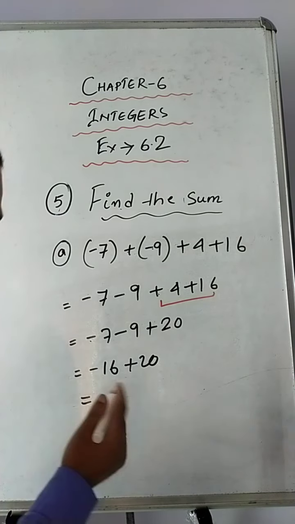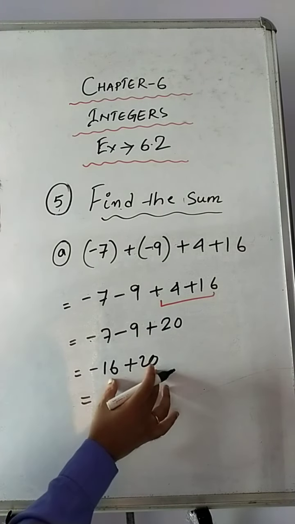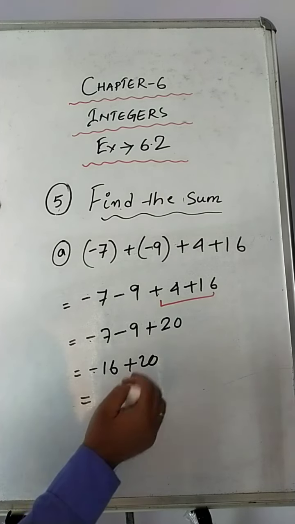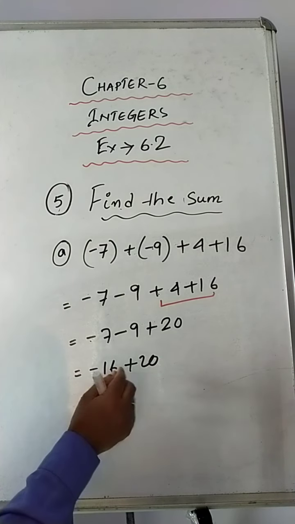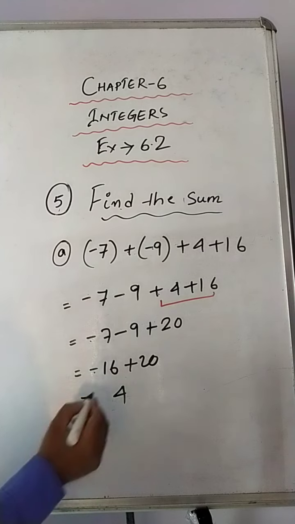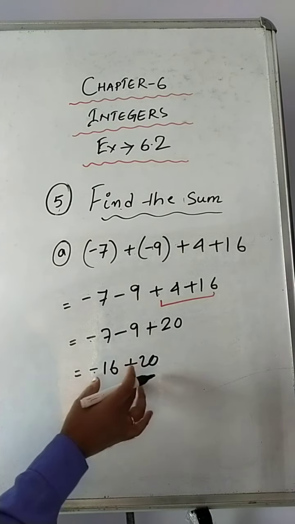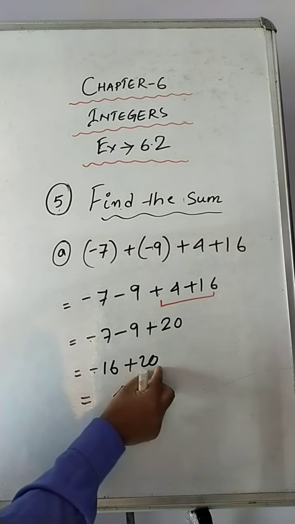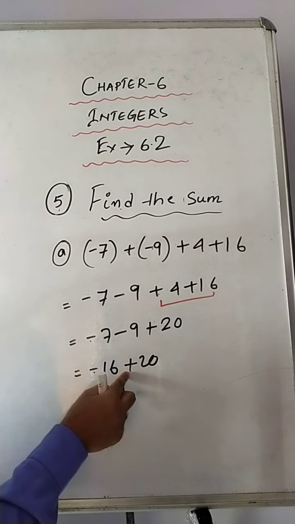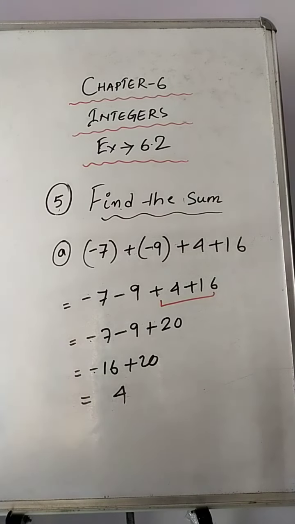Now finally what do we have to do? We have to subtract this. Why? Because minus plus is minus. So 20 minus 16 is 4. Now which sign do I have to put here? For that I have to see which number is greater. 20. 20 is carrying the plus sign. So the answer would be positive 4.